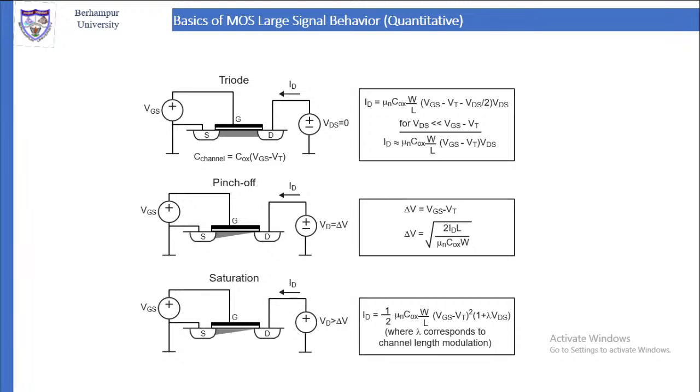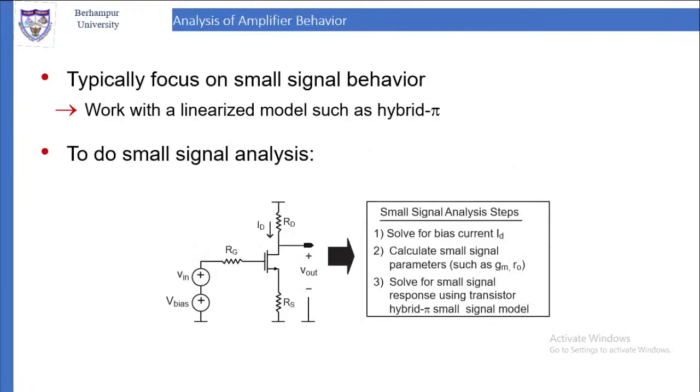Then in the saturation region, ID saturates. So ID is equal to 1 by 2 mu n C0x W by L (VGS minus VT) whole square into (1 plus lambda VDS). Lambda corresponds to the channel length modulation, how you modulate the channel length. So these are basics of MOS large signal behavior. Mostly we will use this for design of the MOS transistor, MOS amplifier.